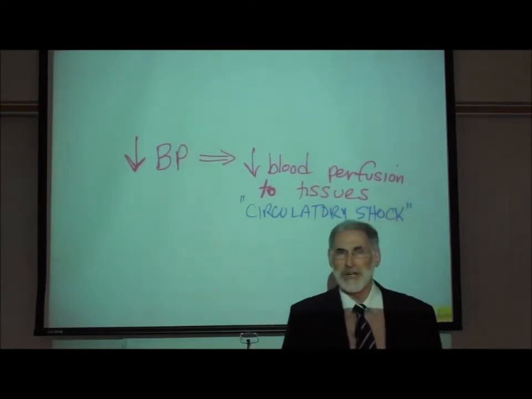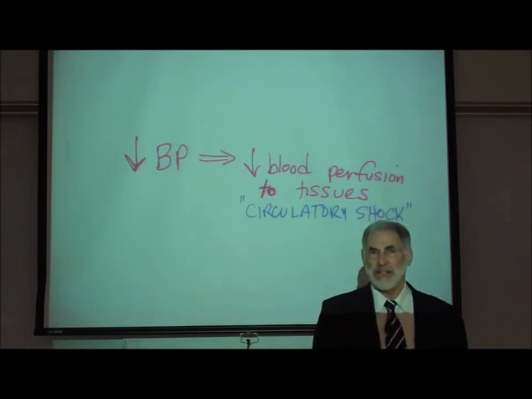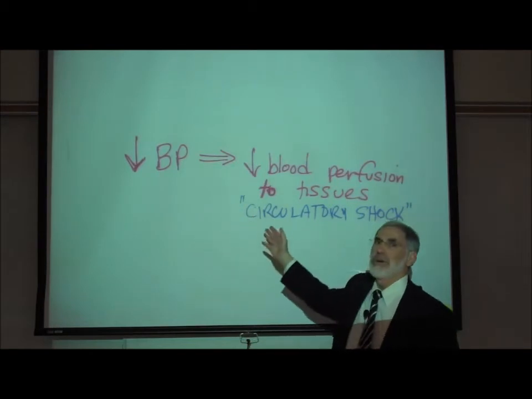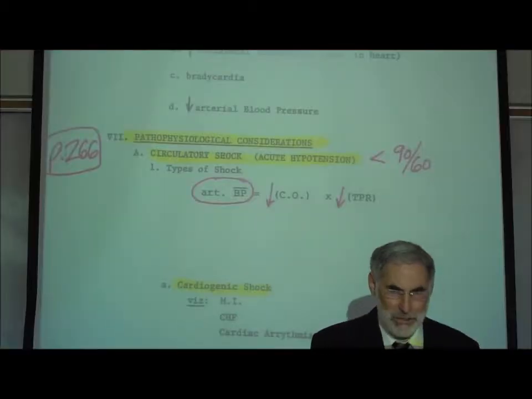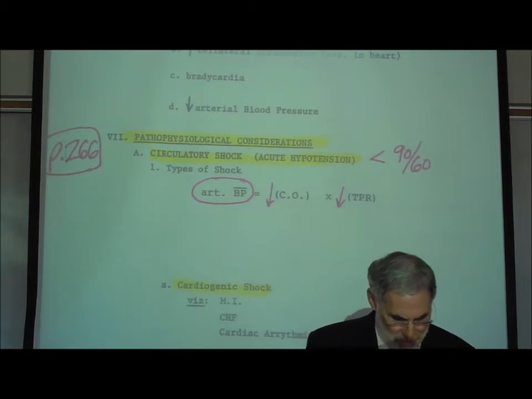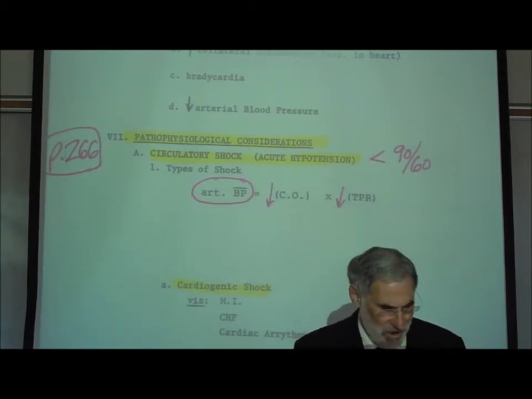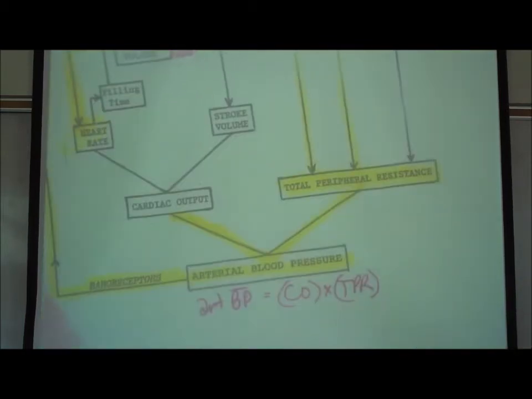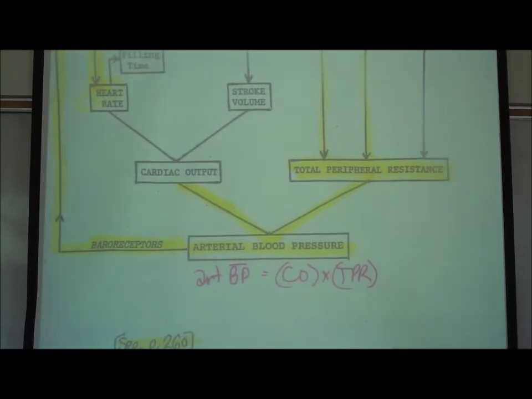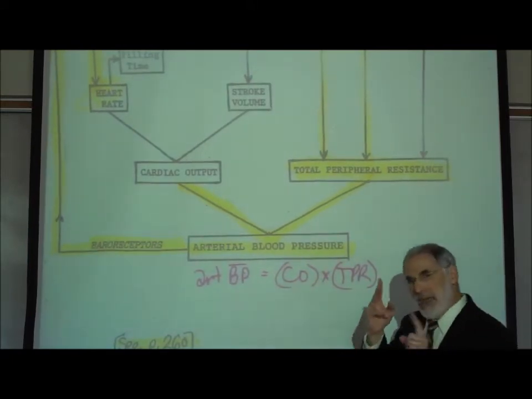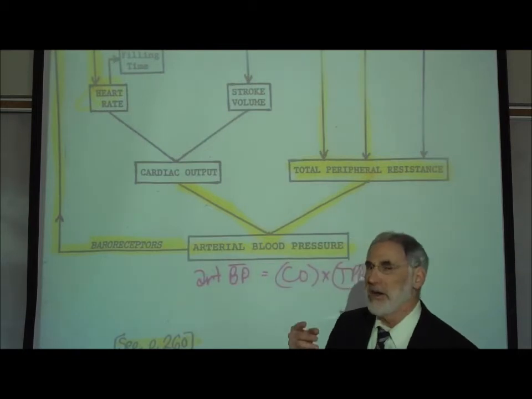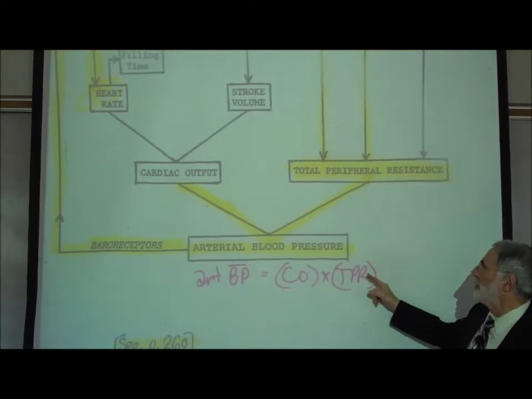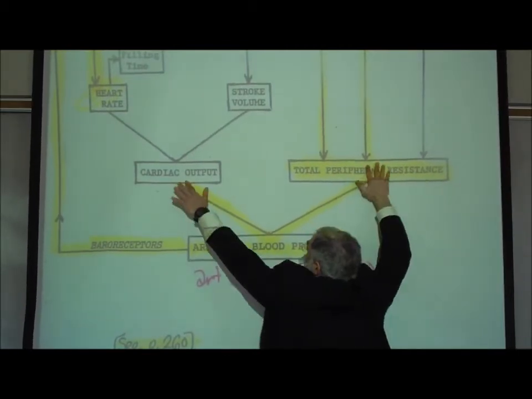So let's now consider what are the three major cardiovascular factors that can lead to a drop in blood pressure, which in turn will lead to circulatory shock. If we return back to our diagram on page 255, at the very bottom, it says arterial blood pressure. And we have learned that the two major factors that determine our systemic arterial blood pressure are the cardiac output and the total peripheral resistance. Here you can see that's shown right here.